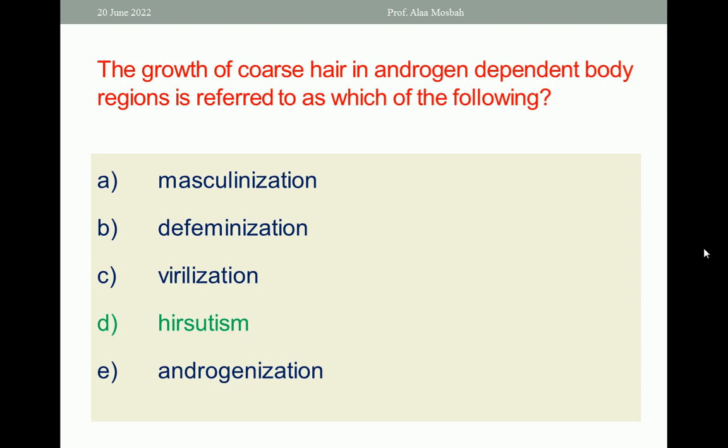Somebody may say virilization, but in virilization, yes, there is excess androgen, but it is also associated, rather than hirsutism, with deep voice, hoarseness of voice, enlargement of the clitoris, masculinization, and different other criteria. Okay? So the one best response here is D. Hirsutism.